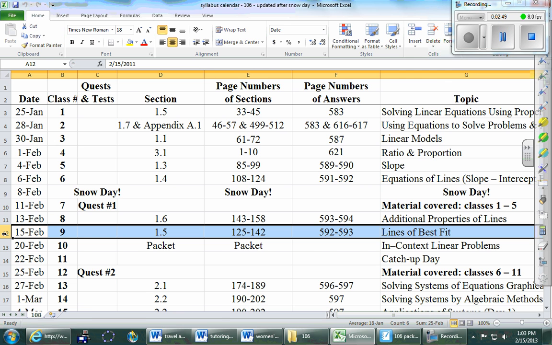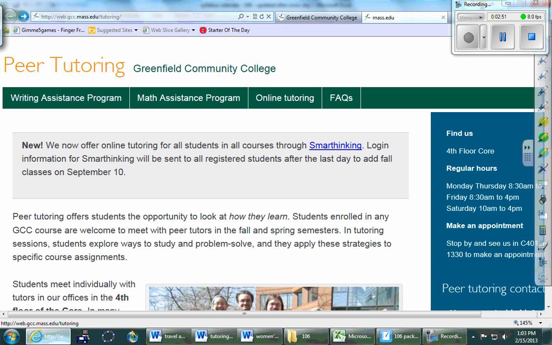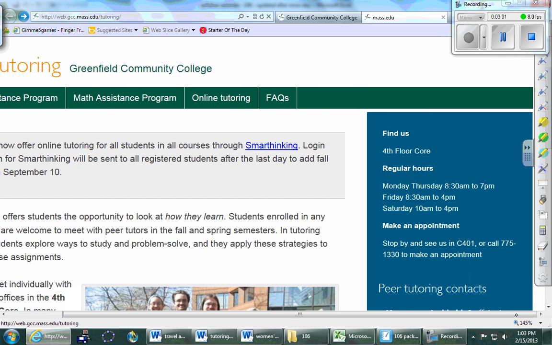Okay, other resources here at GCC. We have a free peer tutoring program. We haven't mentioned it this semester, but it is a wonderful resource, free to GCC students. There are lots of hours over here. Generally speaking, Monday through Thursday, 8:30 until 7. Friday is a little bit shorter. There are 6 hours where tutors are available on Saturdays. The Peer Tutoring Center is on the 4th floor in the core, right above the library.